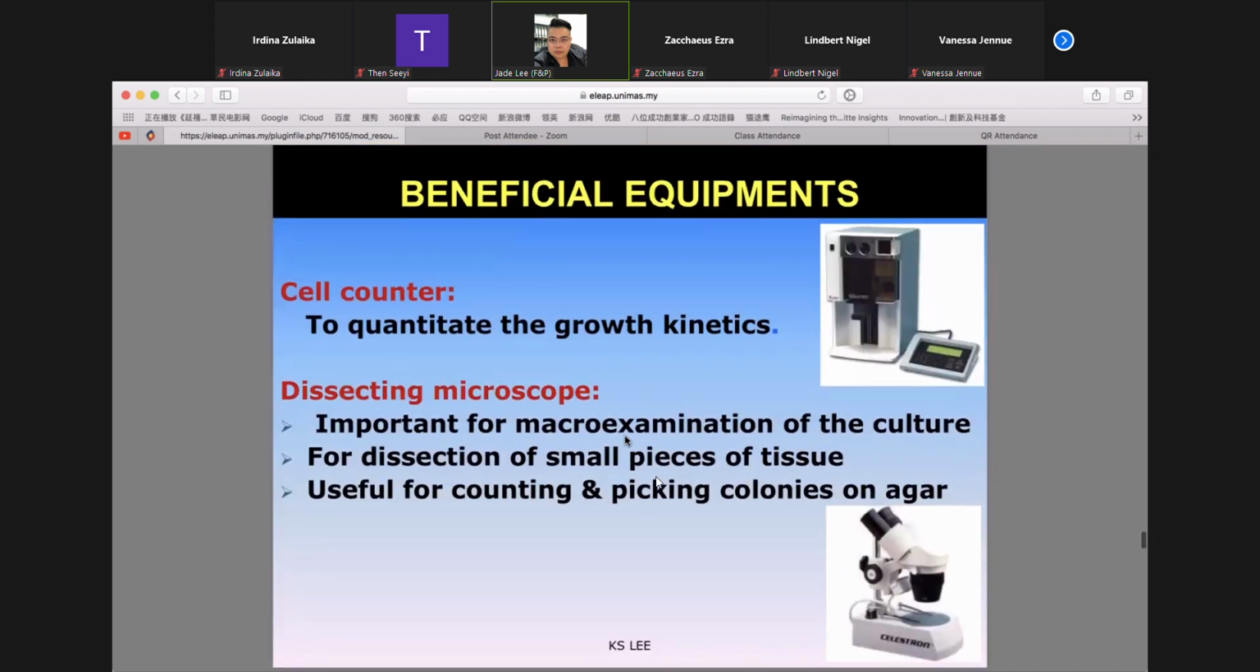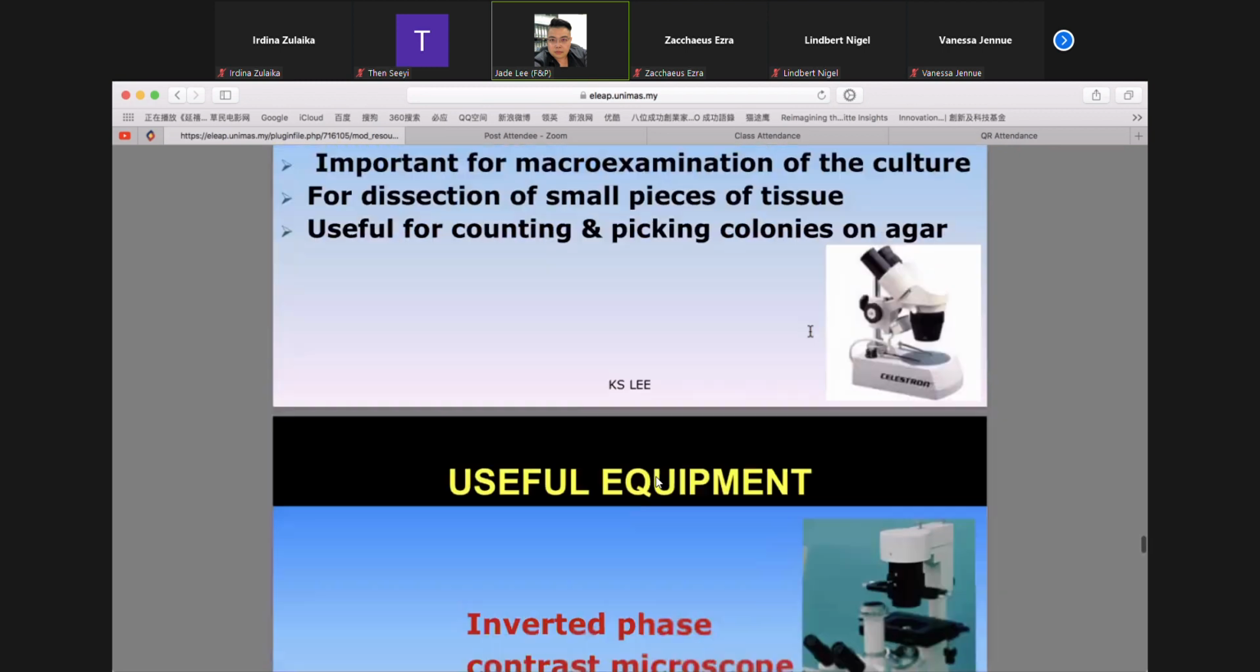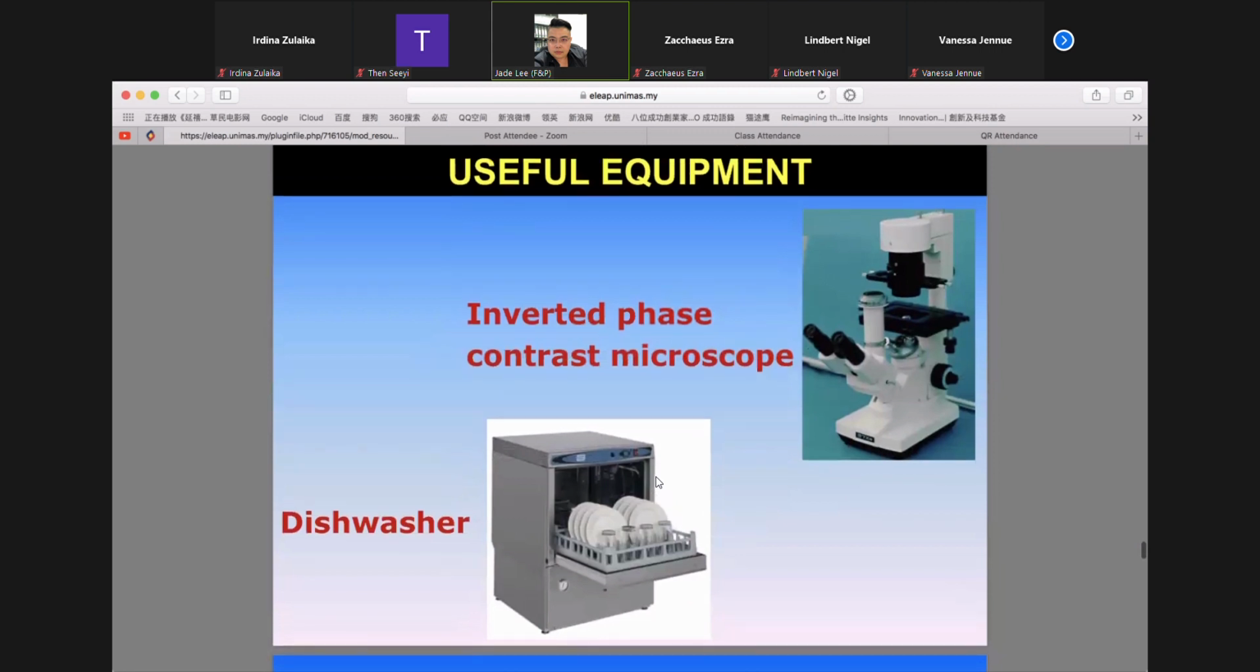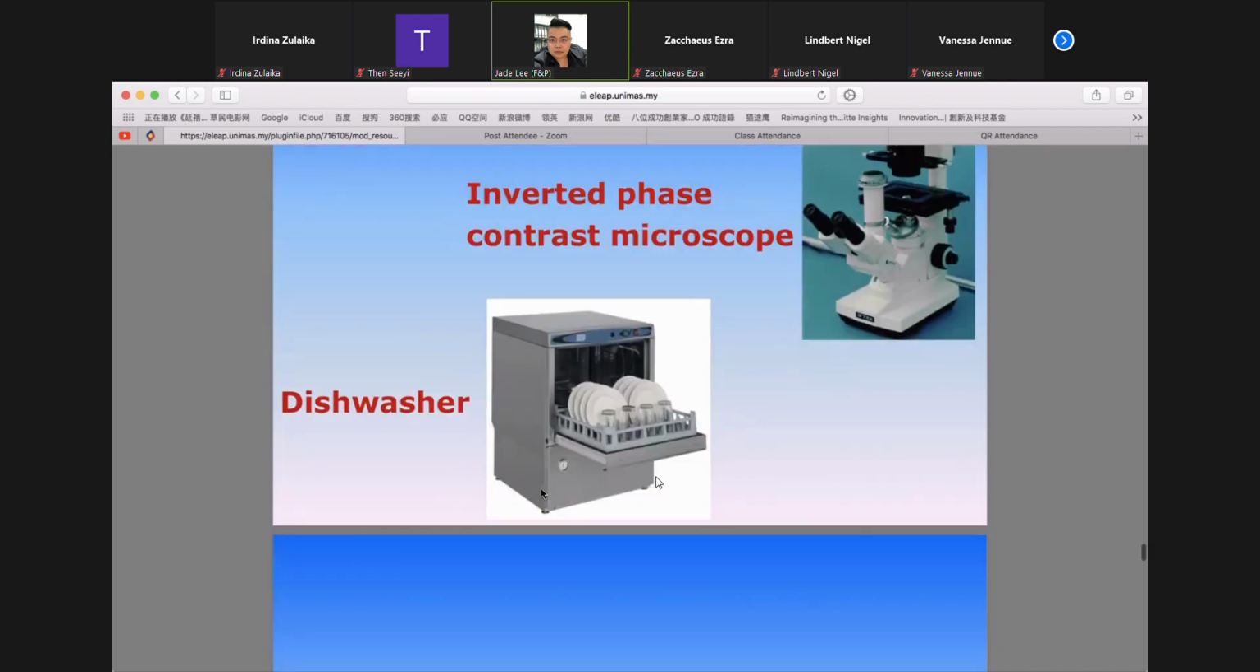So these are the beneficial equipment. For example, the cell counter is to quantitate the growth kinetics of the cells, and the dissecting microscope is important for micro examinations of cultures, for dissection of small pieces of tissue, and of course useful for counting and picking colonies on the agar. Other useful equipment includes the inverted phase contrast microscope and also the dishwasher.